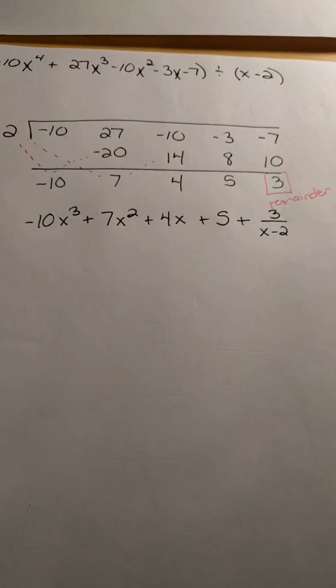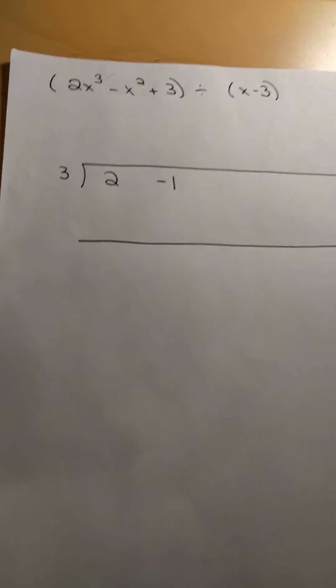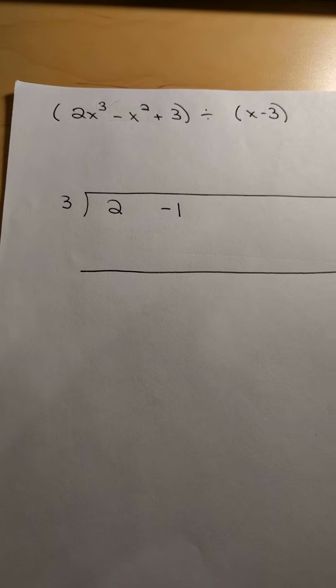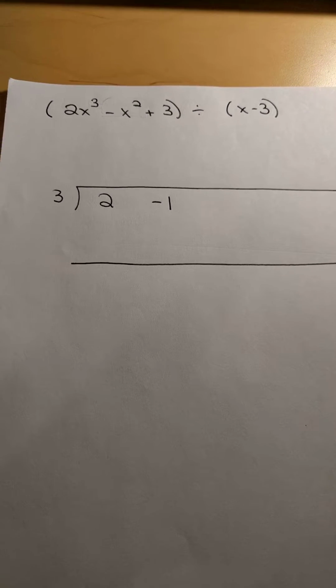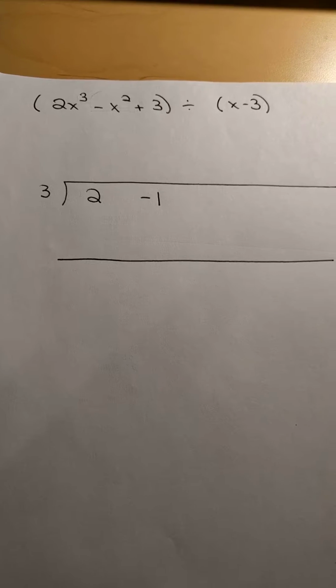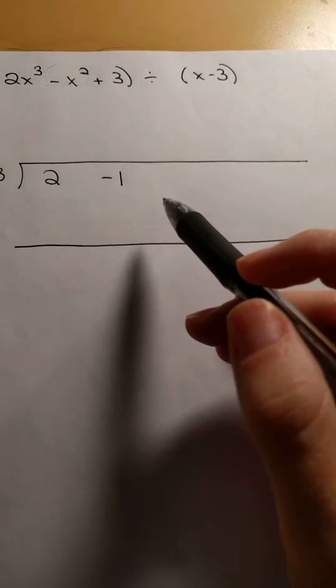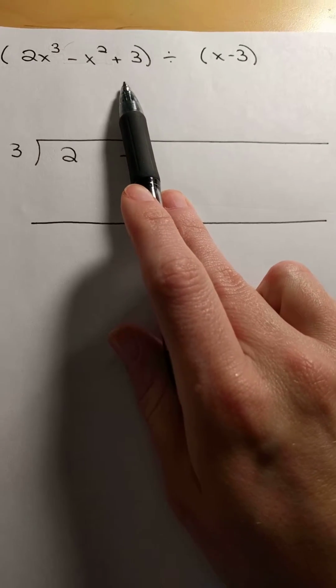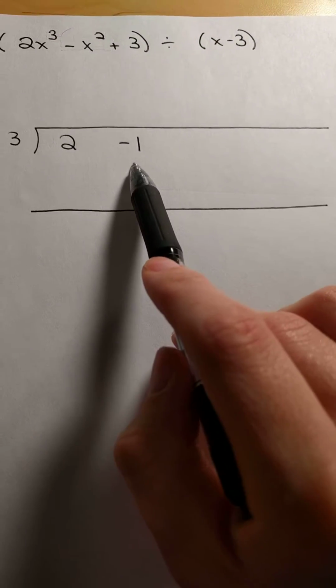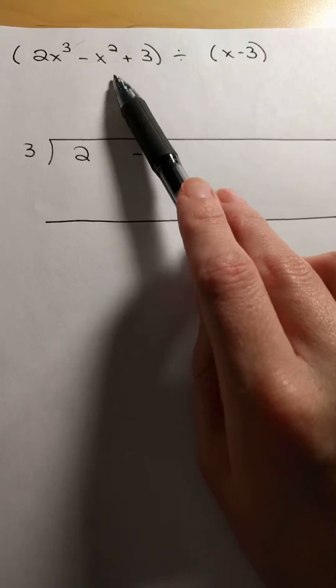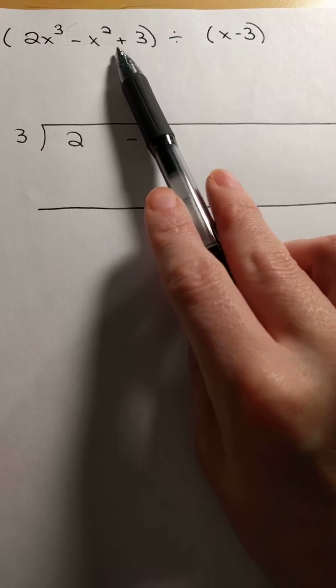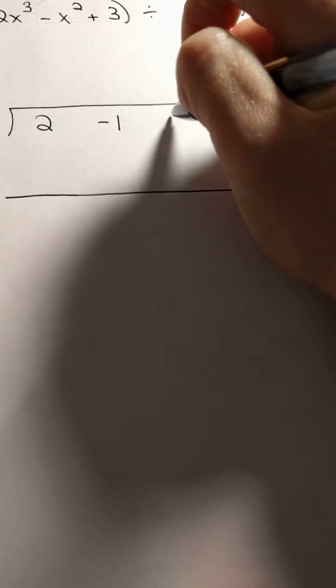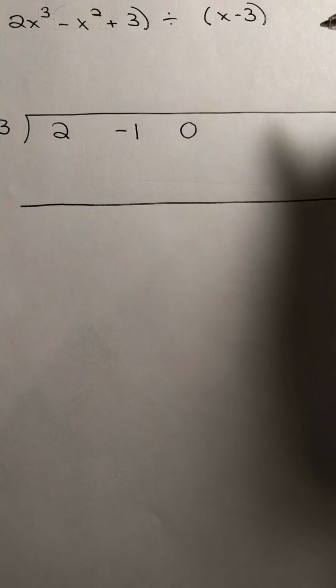Now, I have one more example for synthetic division. I'm looking at 2x to the third minus x squared plus 3 divided by x minus 3. Now, as we did in the last two examples, we're going to write down the coefficients of our dividend, which is the 2, the negative 1. Notice, in this example, as opposed to the last, I'm missing an x term. So to mark it as a placeholder, I'm going to write a 0 inside my bar here. And then I can go ahead and write the 3.